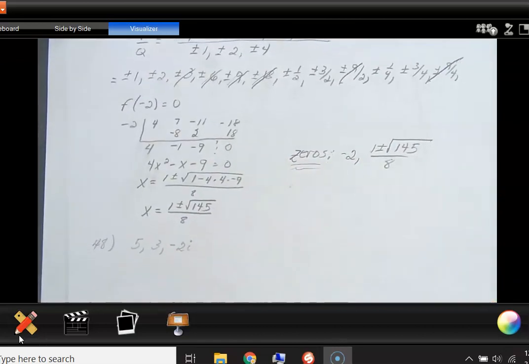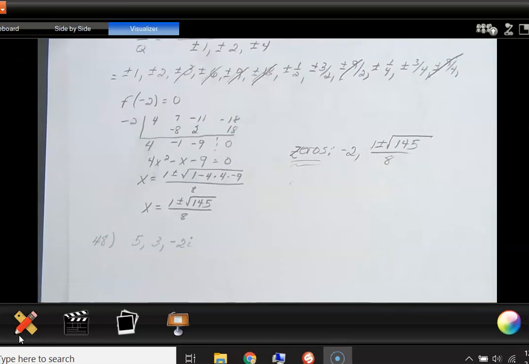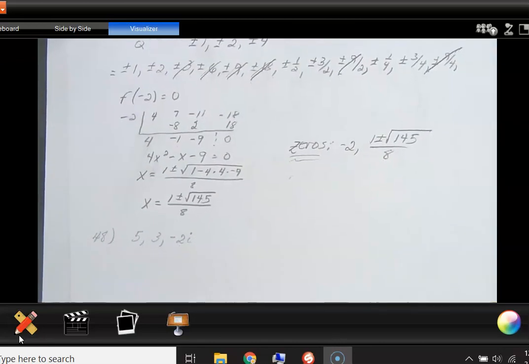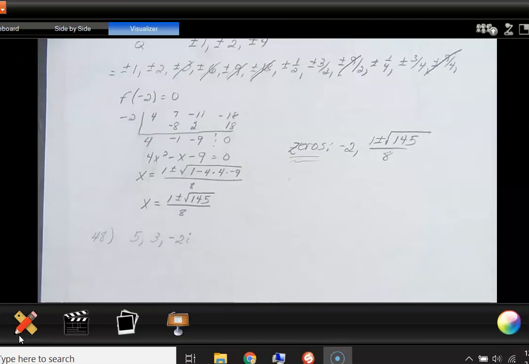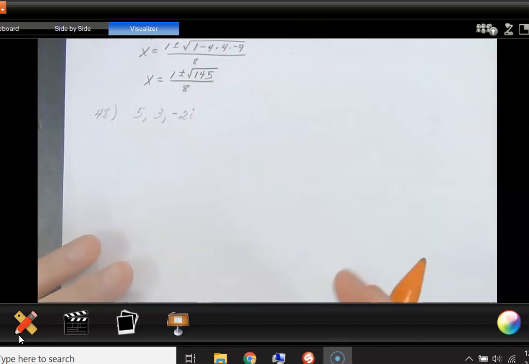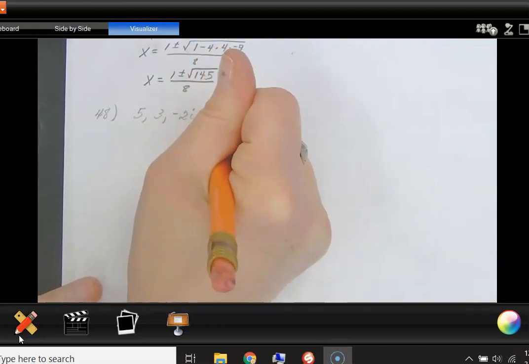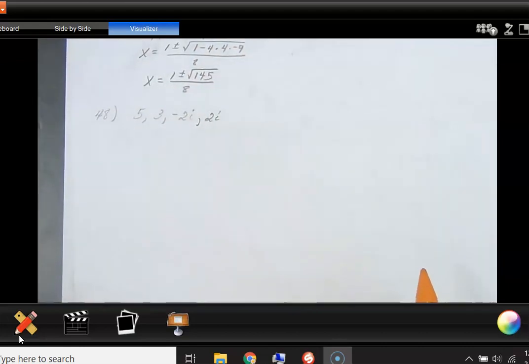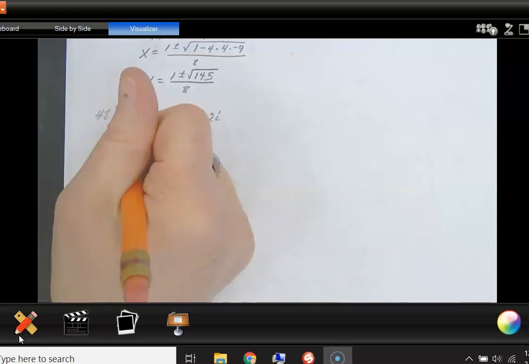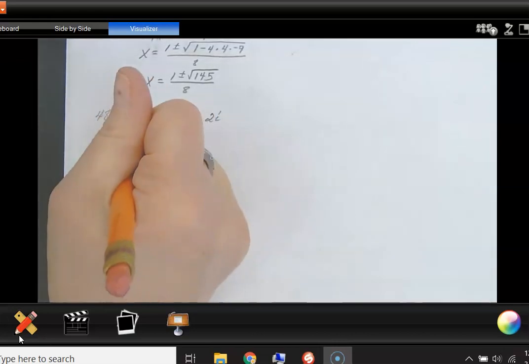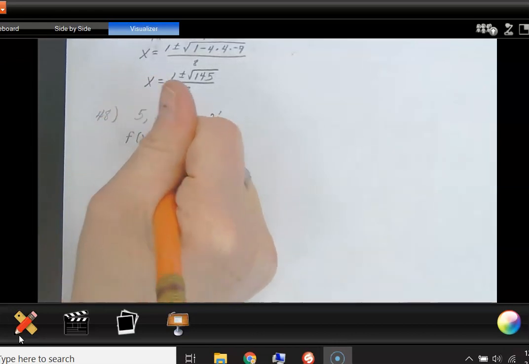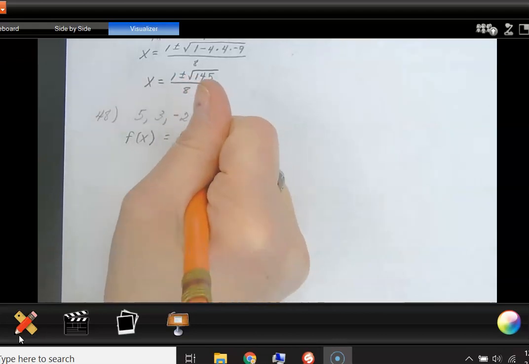Okay, number 48 asks for you to find the polynomial function with real coefficients that has the given zeros. Now, it gives you 5, 3, and -2i. That means that positive 2i is also a zero. So write your linear factors, x minus each of these.